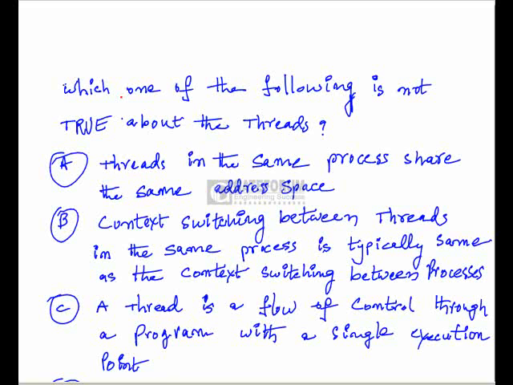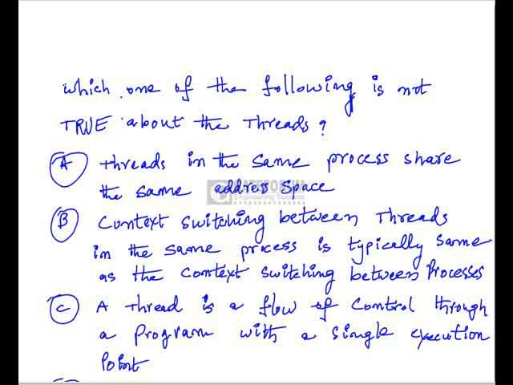Which one of the following is not true about the threads? We need to find a statement which is not true. Option A: threads in the same process share the same address space. This is true because in a process executing multiple threads of control, all the threads within that process share the same address space only. They cannot share the address space of another process.